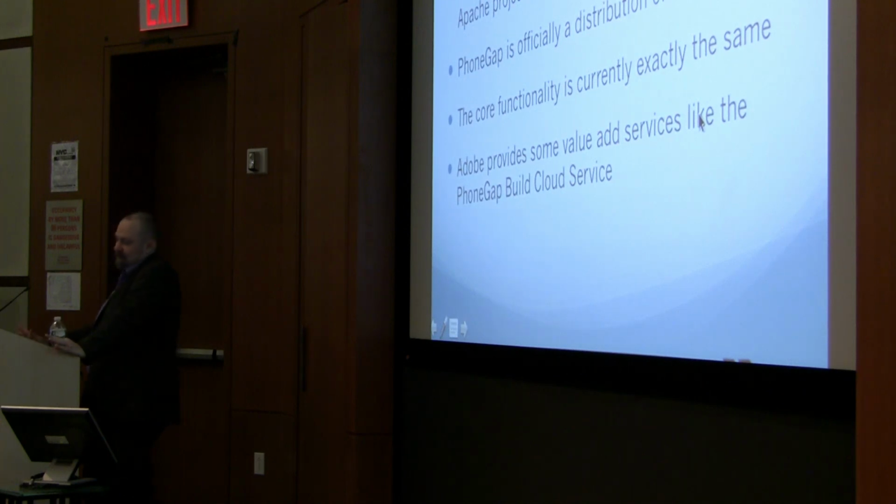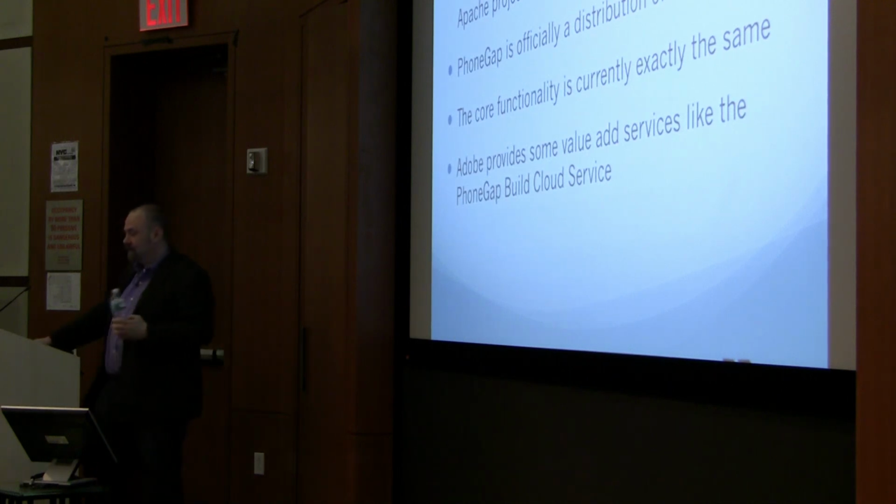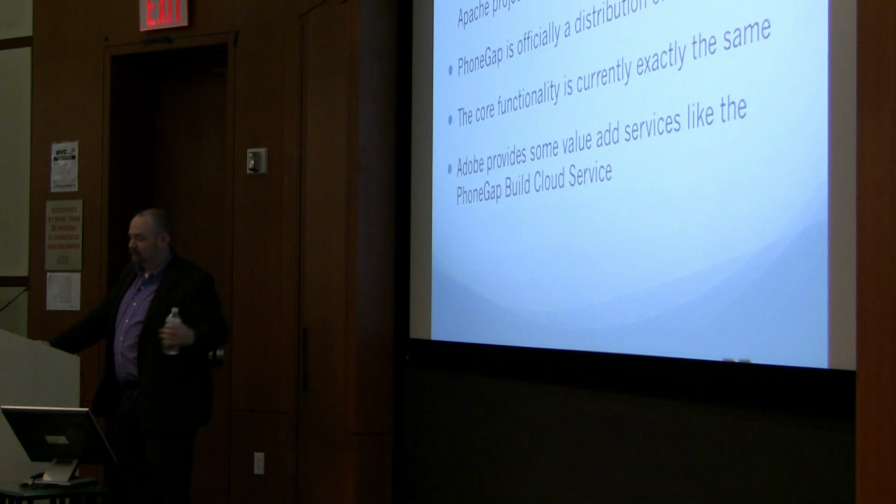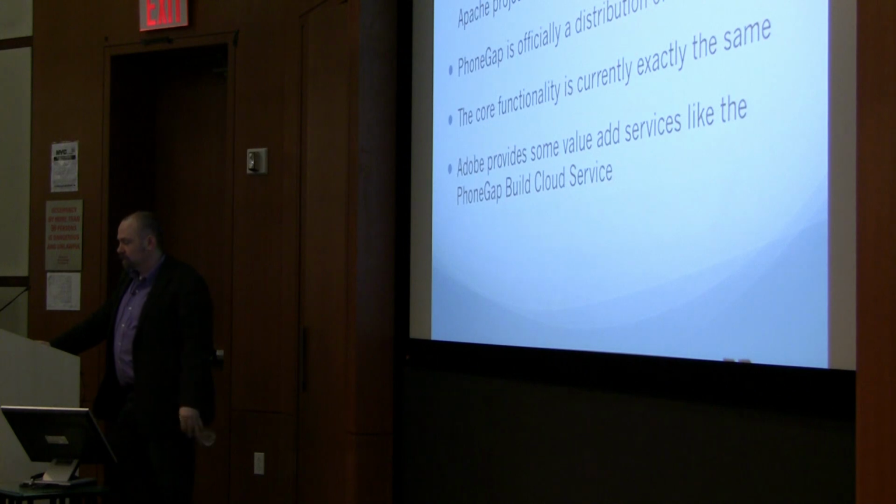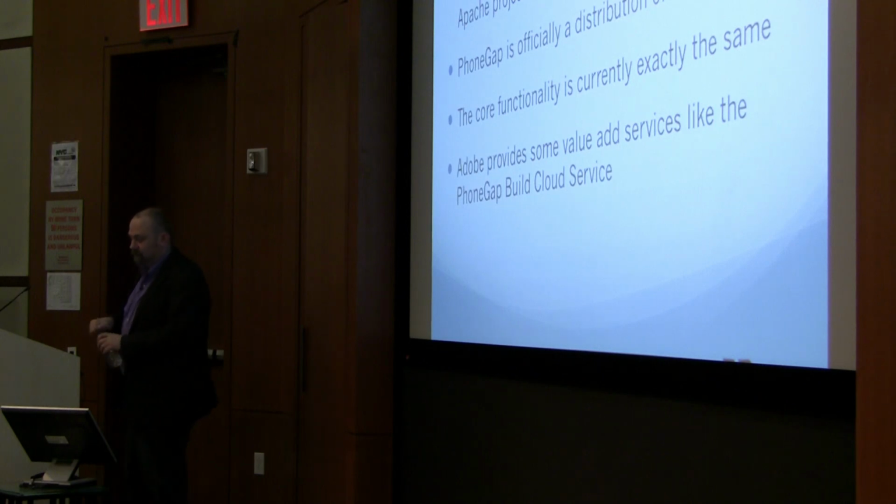Some people say PhoneGap, some people say Cordova. In 2011, Adobe acquired PhoneGap. At the same time, they didn't really want it to be a proprietary product, so they open sourced it. They gave it to Apache to manage. It's called Cordova on the Apache side, and PhoneGap is officially a Cordova distribution. They're essentially the same thing. The big thing that Adobe does is they've added some services and a few things that live on top of the core Cordova.